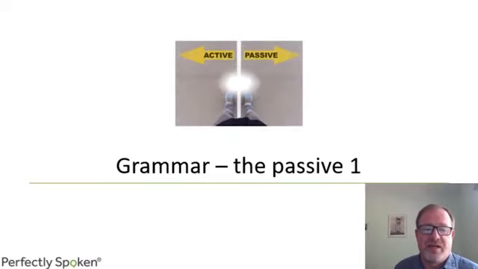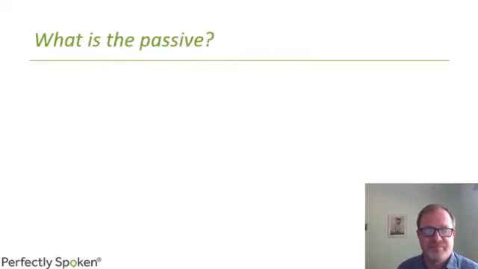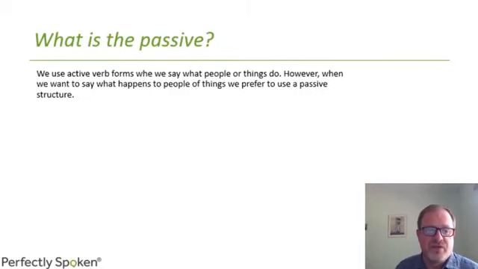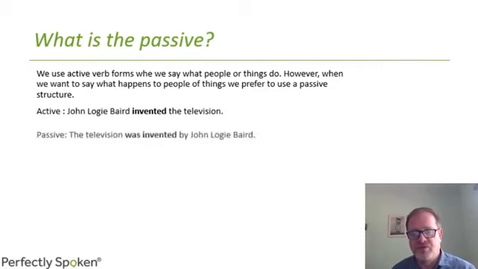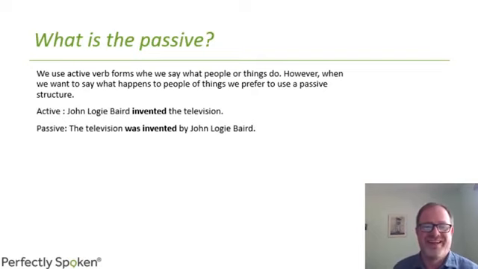what do we mean by the passive? What is the passive? So we use active verbs to say what people do or what things do, okay? However, very often, and particularly in English, we prefer to use a passive. We want to say what happens to people or things. Here's an example. John Logie Baird, famous Scotsman, invented the television. The television was invented by John Logie Baird.